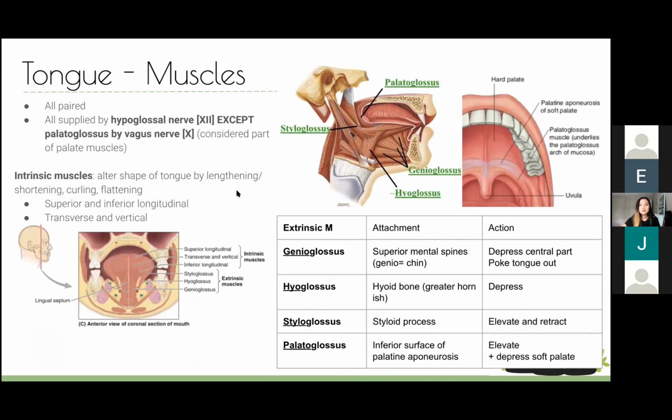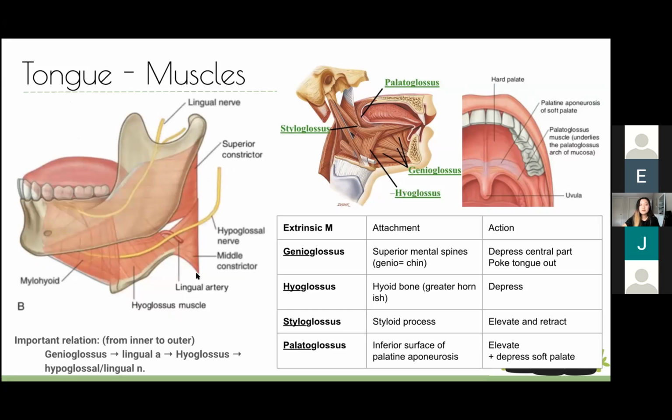These are your tongue muscles. They're all paired. You've got intrinsic and extrinsic muscles, and they're all supplied by the hypoglossal nerve, except for palatoglossus, by the vagus nerve. Your intrinsic muscles alter the shape of your tongue. That's what lets you roll your tongue, curl it, move your food around. And then your extrinsic muscles are here. You've got your genioglossus. Think about the name: genio for chin. So that goes from your chin to your tongue. You've got your hyoglossus, from your hyoid bone, your styloglossus from your styloid process, and your palatoglossus from your soft palate.